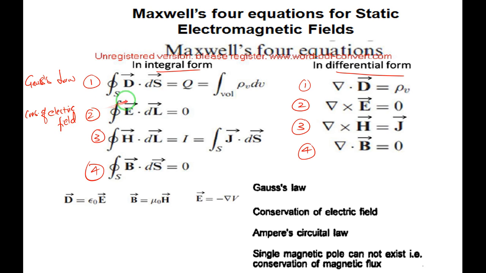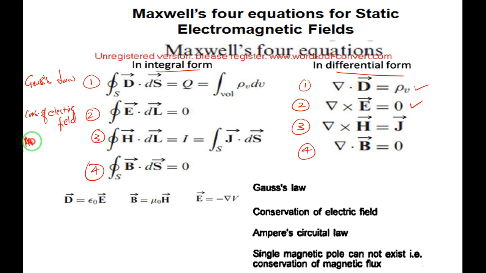Yes, principle of conservation of electric field, we know that the closed line integral of E dot dl is equal to 0. This we have seen. Then similarly the point form or differential form of this conservation of electric field is del cross E equal to 0. Yes, curl of the electric field intensity is 0. This equation also we have seen. Is it fine? The third one is Ampere's circuital law.